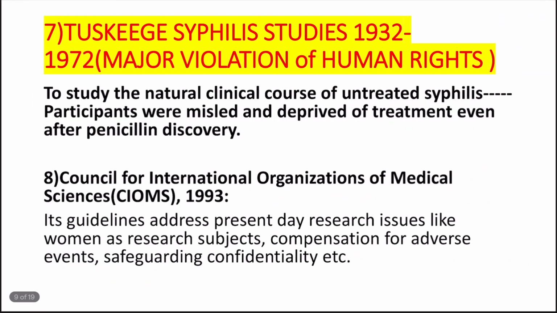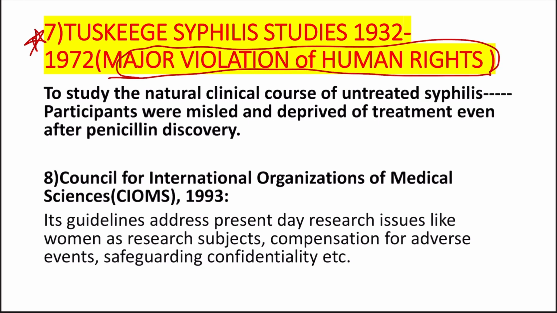Then the next one is the Tuskegee syphilis trial. This is a very important one. It is actually a major violation of human rights, and the Tuskegee syphilis studies were conducted from the year 1932 to 1972. This study was actually done to study the natural clinical course of untreated syphilis. Mind you, the word is untreated, it is not treated, it is untreated syphilis.